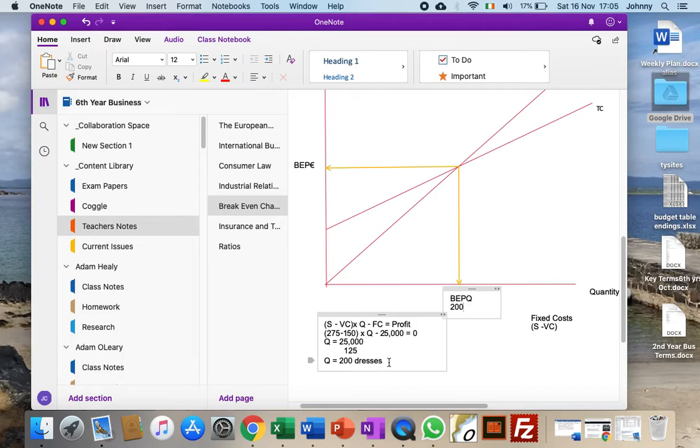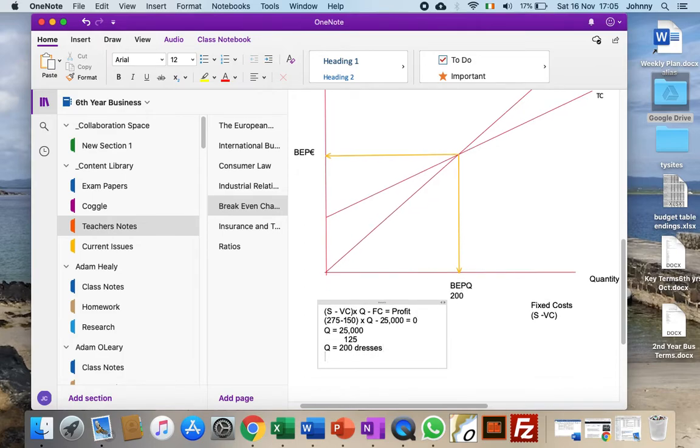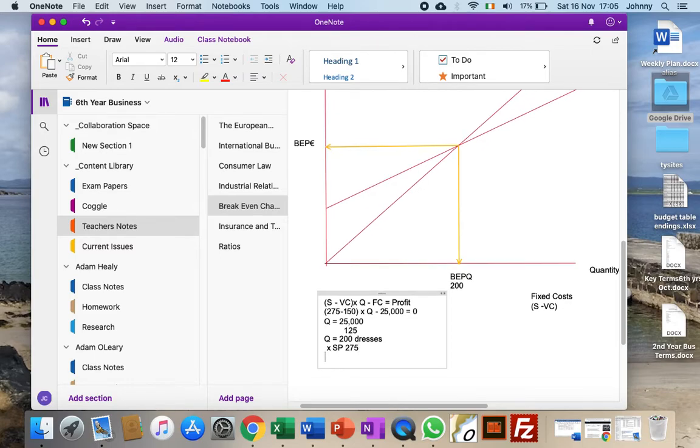I now need to turn this into the break-even revenue, so I multiply this by the sales price. The sales price in this case is 275. I'm trying to find a number to put over here for break-even in money terms. So 200 dresses at €275 each means I'll earn €55,000.